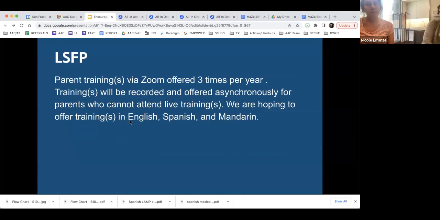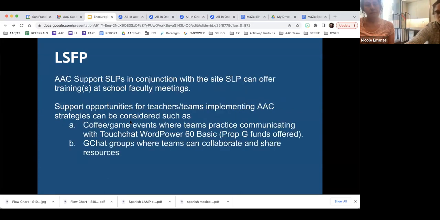There will be parent trainings on Zoom at least 3 times per year live, but if that's not accessible to families, then they will also be offered asynchronously. And we're hoping to have these trainings available in English, Spanish, and Mandarin, but I don't know if that's been confirmed yet. And there will also be trainings at the school site for staff and social hours with staff to help everybody get more acquainted with the devices and fluent in using them.